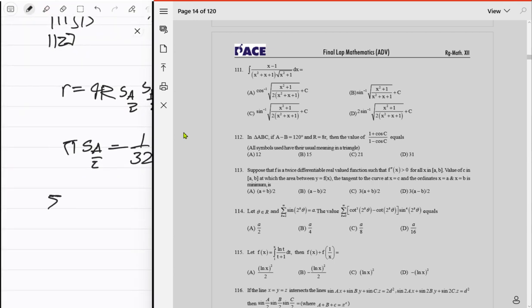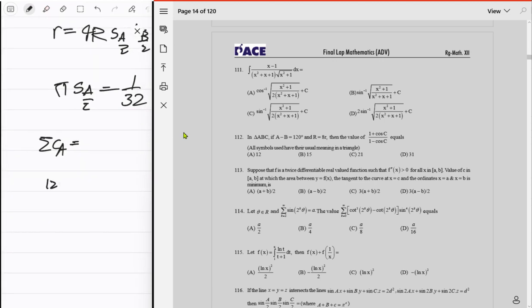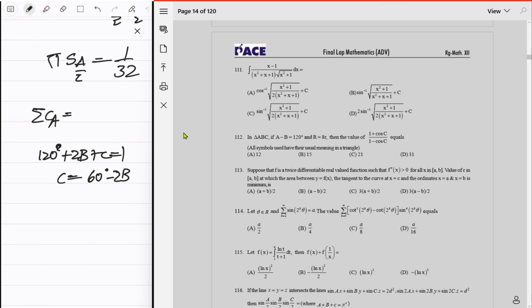What do we know, like summation of cosine A is equal to, man, won't it become very long that way? It will, but is there any other way at hand? So A upon 2 minus, okay this is very weird, like A is actually B plus 120 degree, so what will C be? What do you know, like A plus B plus C equal to 180 degree, right? So 120 degree plus 2B plus C is equal to 180 degree, meaning C is equal to what, 60 degree minus 2B. Okay, what is happening here?